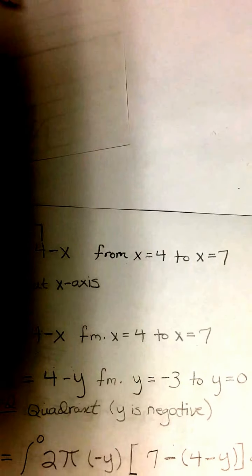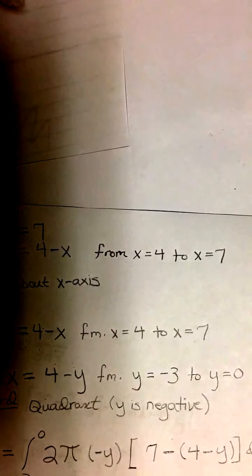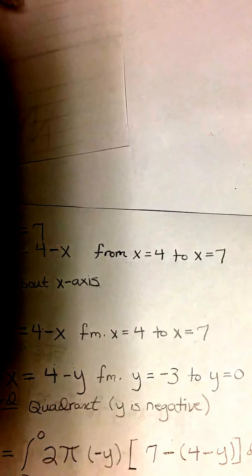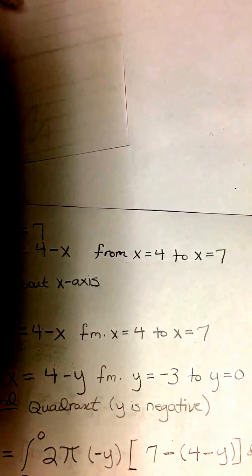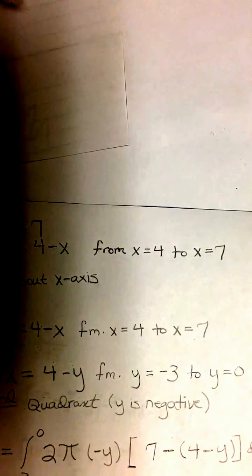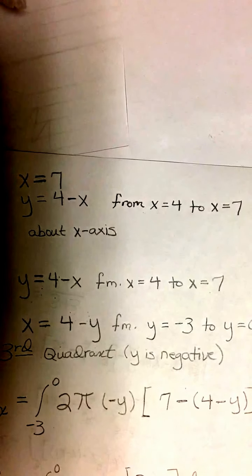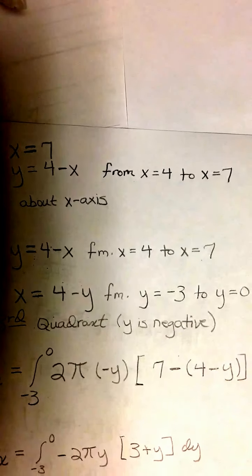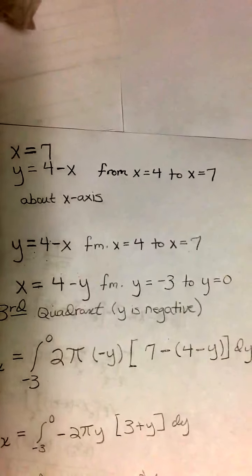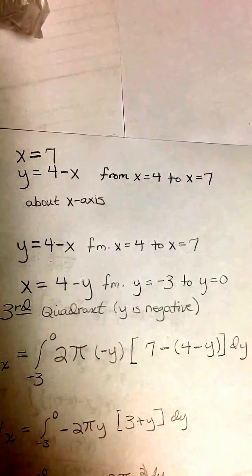Now, looking at the graph in the illustration, you would see that the line is over in the third quadrant. So if we utilize the method of shells in the third quadrant, where y is negative, what would normally be your 2 pi y expression is going to be 2 pi times negative y, since we are over in the third quadrant.